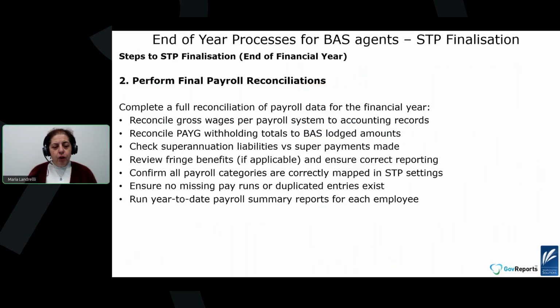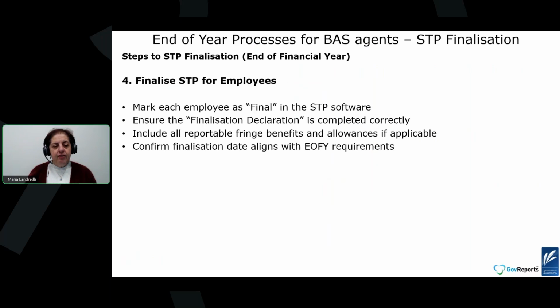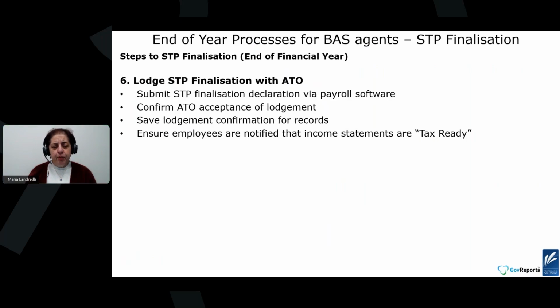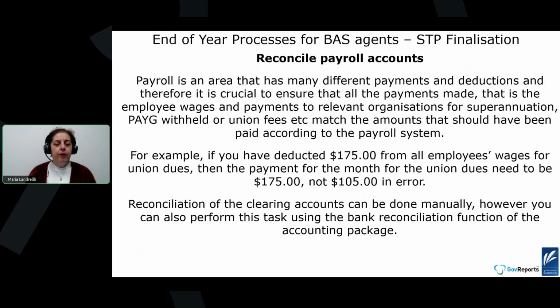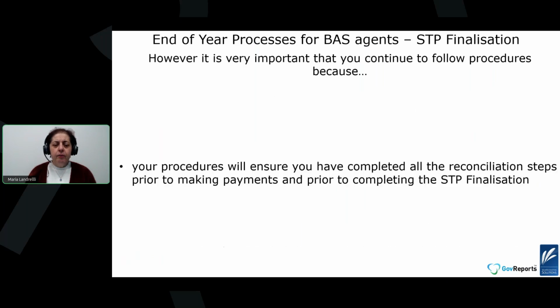So once you've done all your reconciliations, you review your data, finalise the STP for the employees, and then the client authorisation. And this is where I use GovReports to process that, then go back to the software after I've received it and finalise it and just make sure everything went through. So part of that is doing my reconciliations, and this is where I use the software.